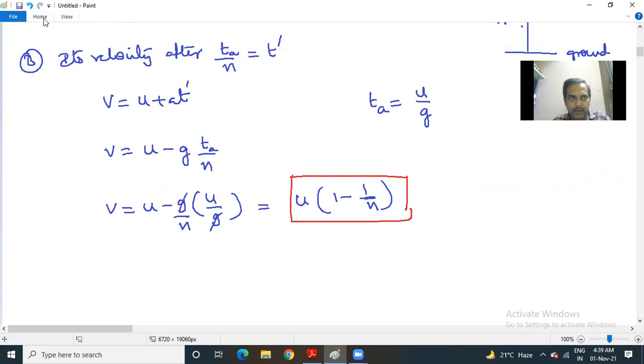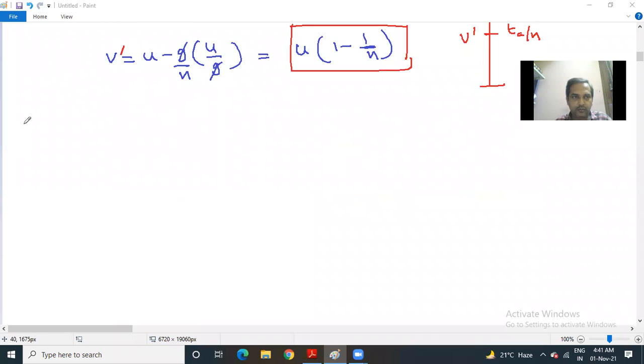Let us move to another application. Instead, you call this as v dash. So we are looking for v dash here. You can understand with the diagram that maybe after t by n, the nth part of the total time, it may be here. After the time of ascent, it will be at maximum height, where the final velocity is 0. So we are looking for v dash here. Now let us move to another application.